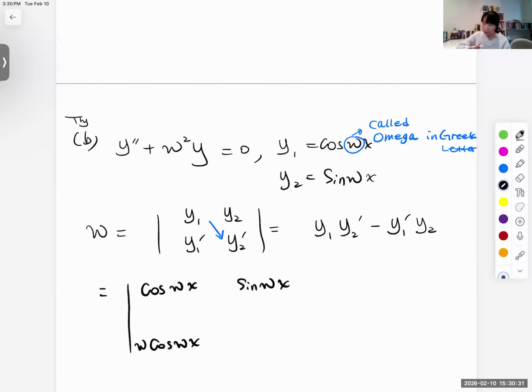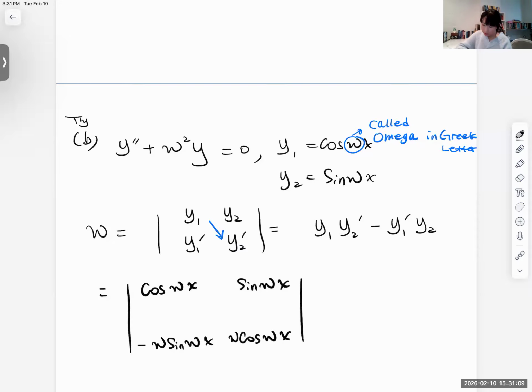And derivative of the second one, sine, oh my gosh, derivative of cosine. Yeah, I'm checking on you. So negative, right? Negative sine omega x and omega, right? Okay, now derivative of sine omega x. So we have cosine omega x omega, right?